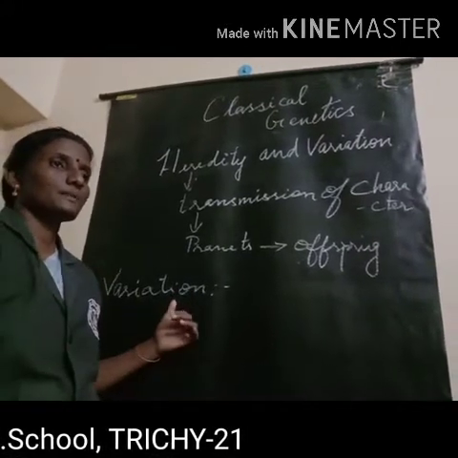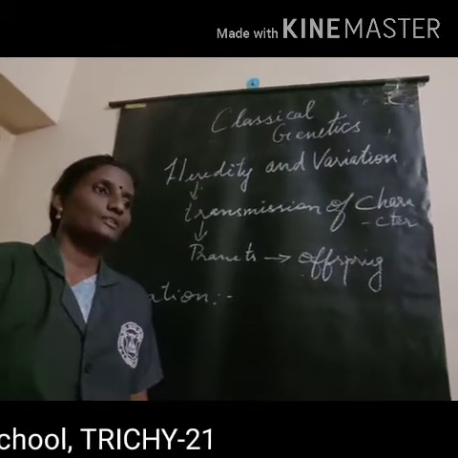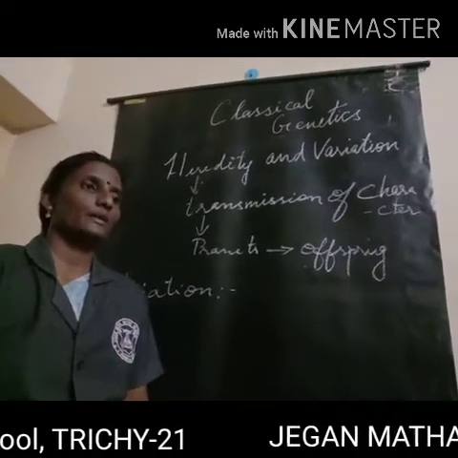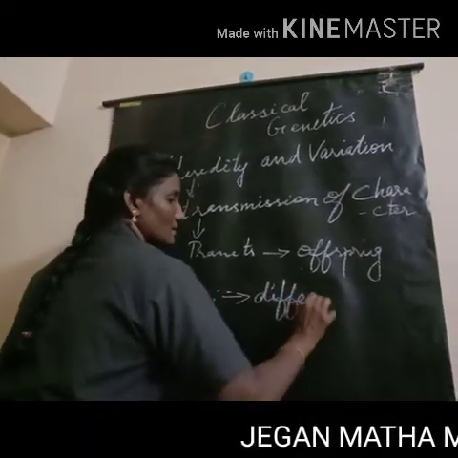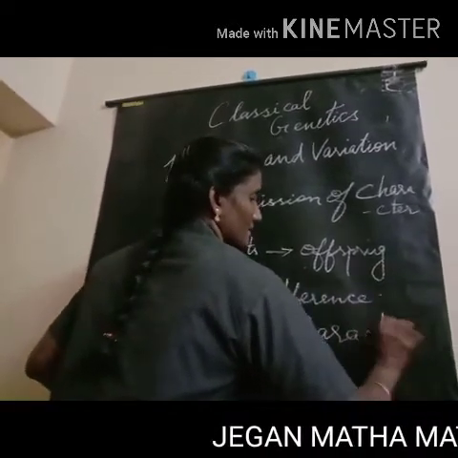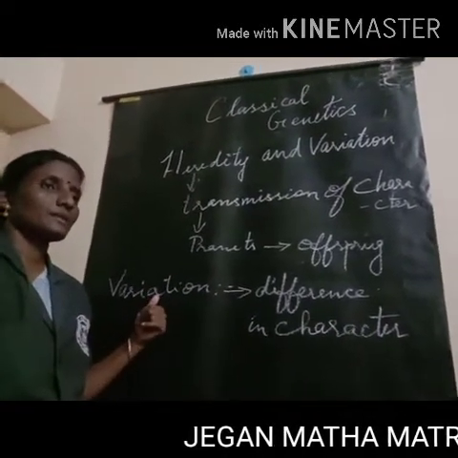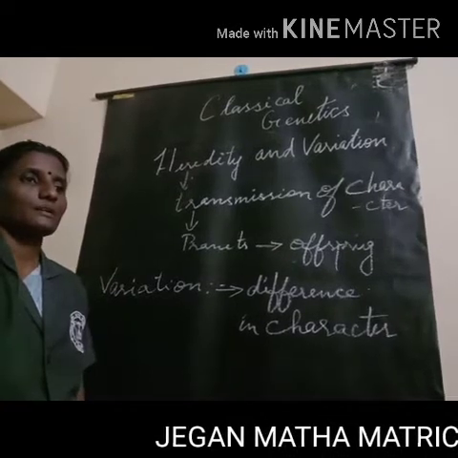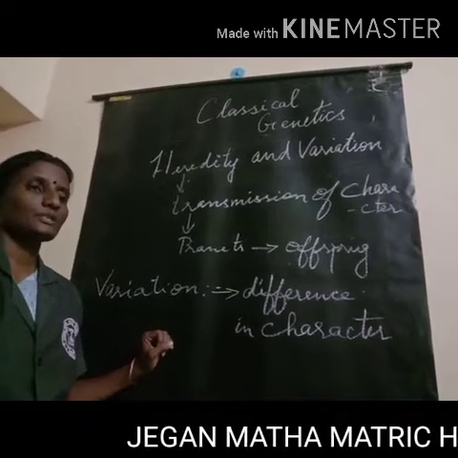Variation. The organisms belonging to the same natural population or species that show a difference in the character, that is called what? Variation. Variation means difference in the character. Here the variation is of two types: one is continuous and another one is discontinuous variation.